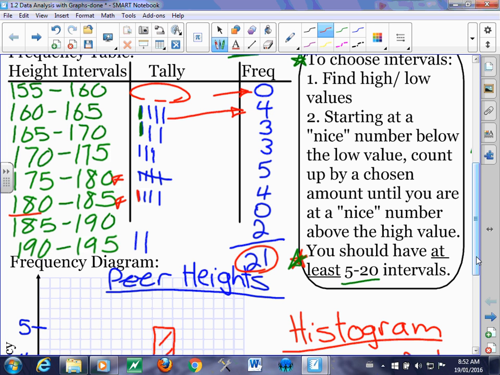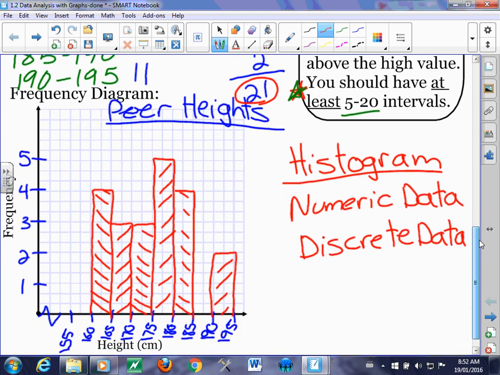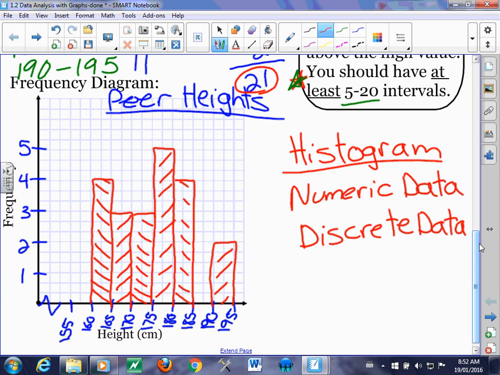Okay, so great. So now we've got a frequency of the age groups, okay? And now we're going to graph them, and we're going to put this on a frequency diagram. Another name for this is called a histogram. And notice, ladies and gentlemen, when we set up our graph, I have what's called a break here.